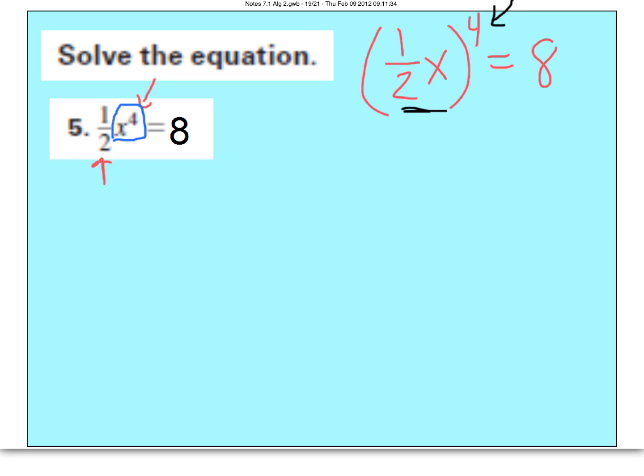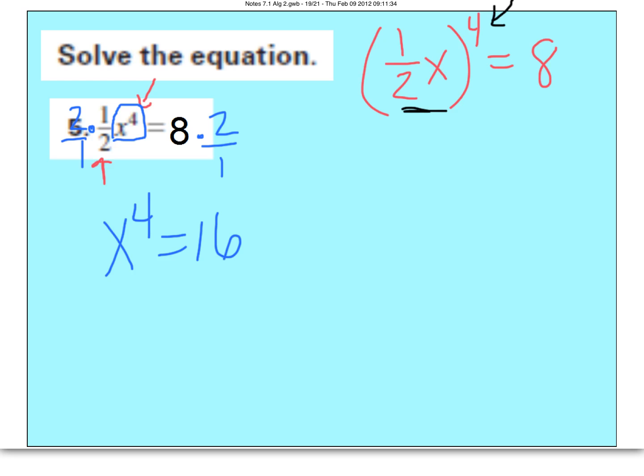The easiest way to move the 1/2 over is to multiply by its reciprocal. So the reciprocal of 1/2 is 2 over 1. And if you do that on both sides, you're going to get x to the fourth equals 16.